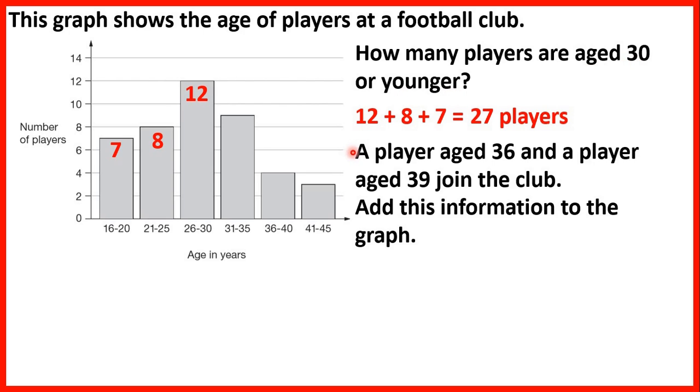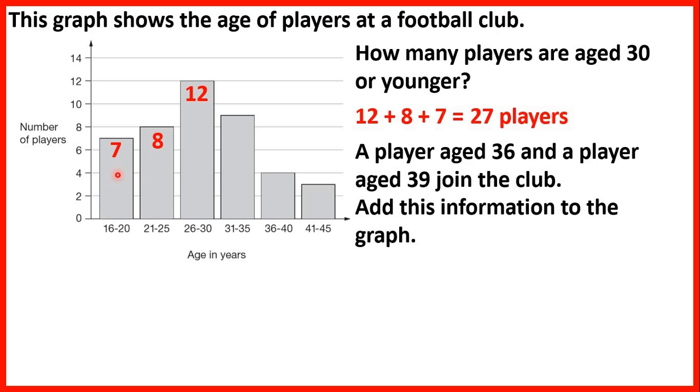Now, a player aged 36 and a player aged 39 join the club. Add this information to the graph. So the players are 36 and 39, so they both need to be added to this bar here, because this bar is for players from 36 to 40.